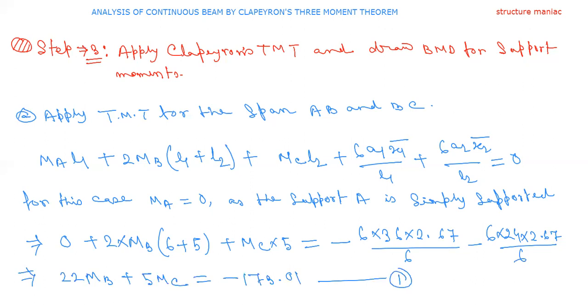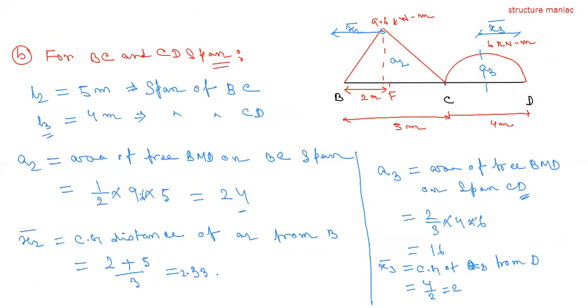But the value of MD will be 0 because that is also a simple support. So we need to calculate the MB and MC values, two variables. That means we need one more equation, and that equation we will get after applying the three moment theorem for the span BC and CD. Okay, so now we will apply the three moment theorem for the span BC and CD.